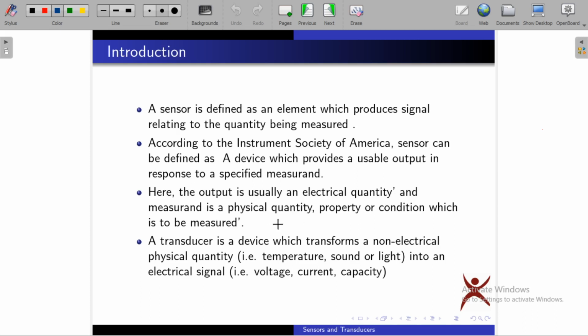That is, sensor is subjected to physical quantity. Here measurement means the quantity to be measured. The quantity to be measured is called measurand. The quantity to be measured is a physical quantity.